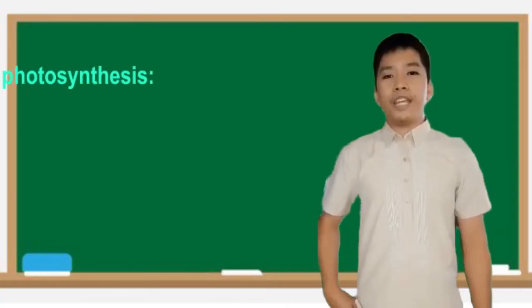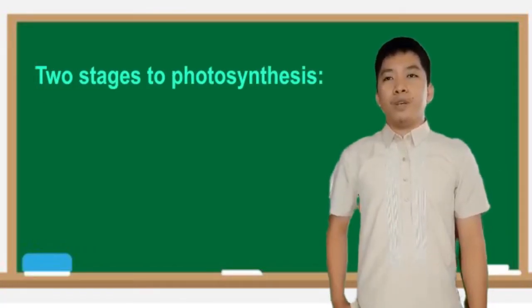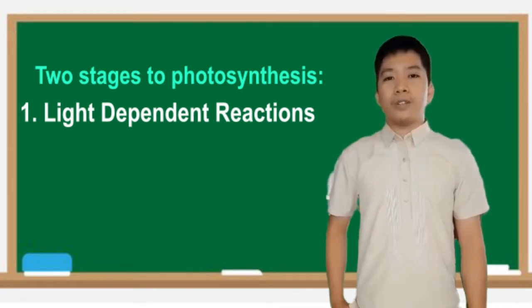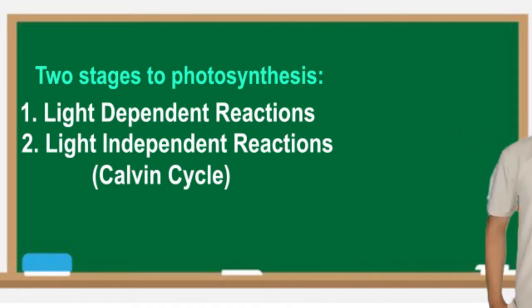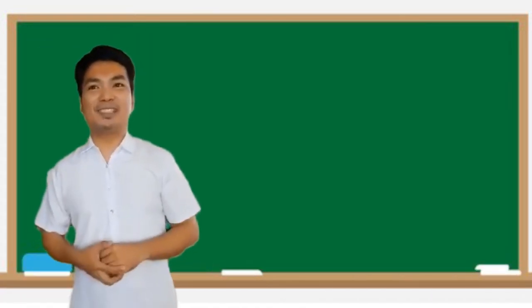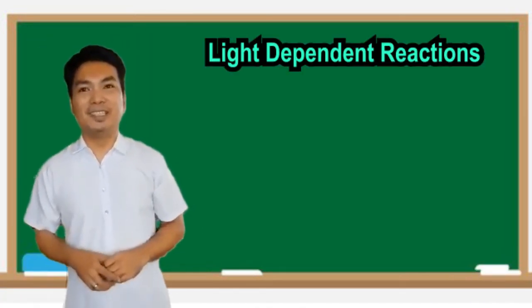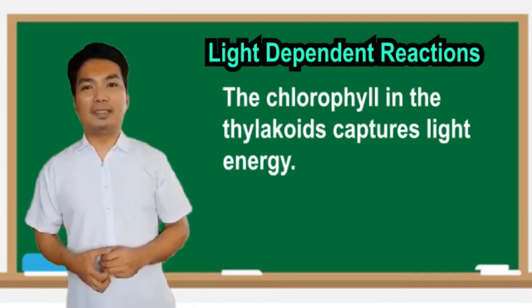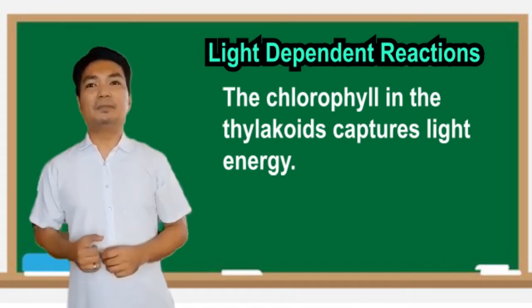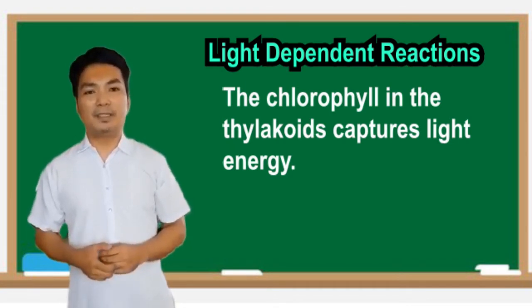There are two stages of photosynthesis. One is the light-dependent reactions, and two, the light-independent reactions or the Calvin cycle. Let us discuss first the light-dependent reaction. In the light-dependent reaction, chlorophyll in the thylakoids captures light energy. Look at the diagram that shows the light-dependent reactions.